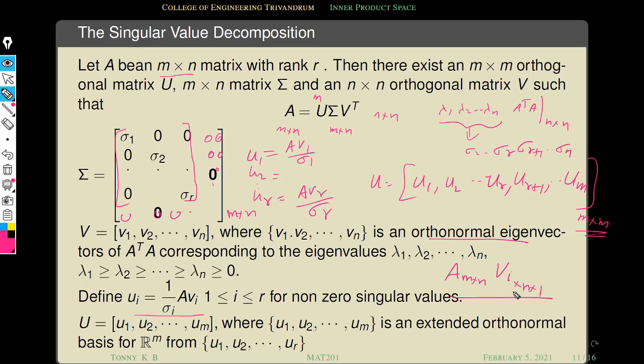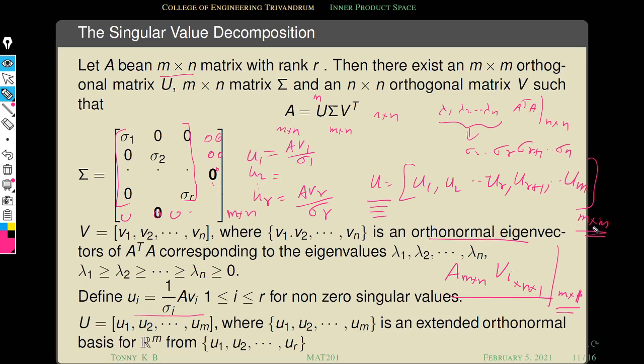So what is the order of A V i? The order of A V i is m by 1. You got it? So each A V i is m by 1. So the order of each U i is m. There is a column containing m entries. So for this U there are m rows and we have to construct m columns, U1, U2 up to U M. That's why this is an m by m matrix.